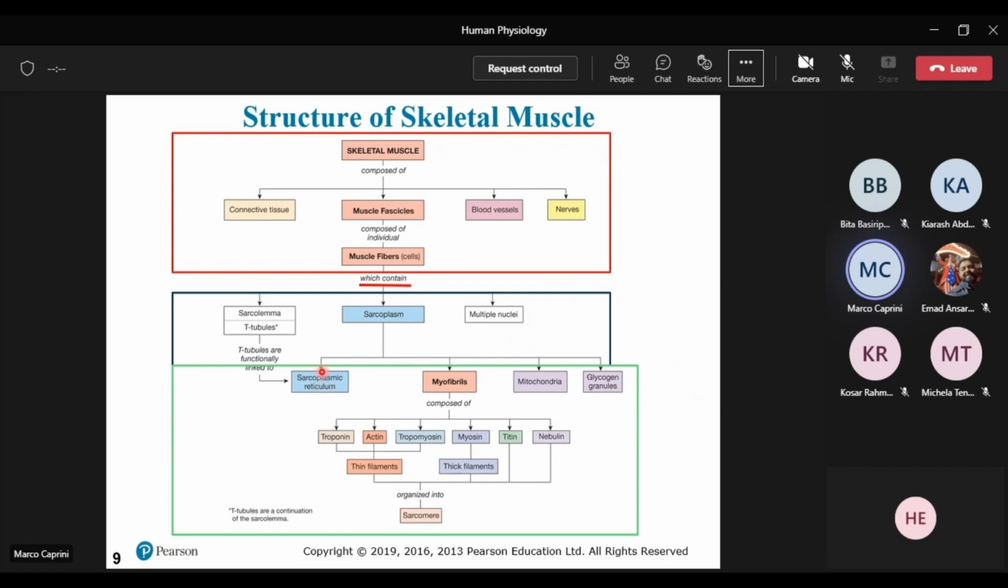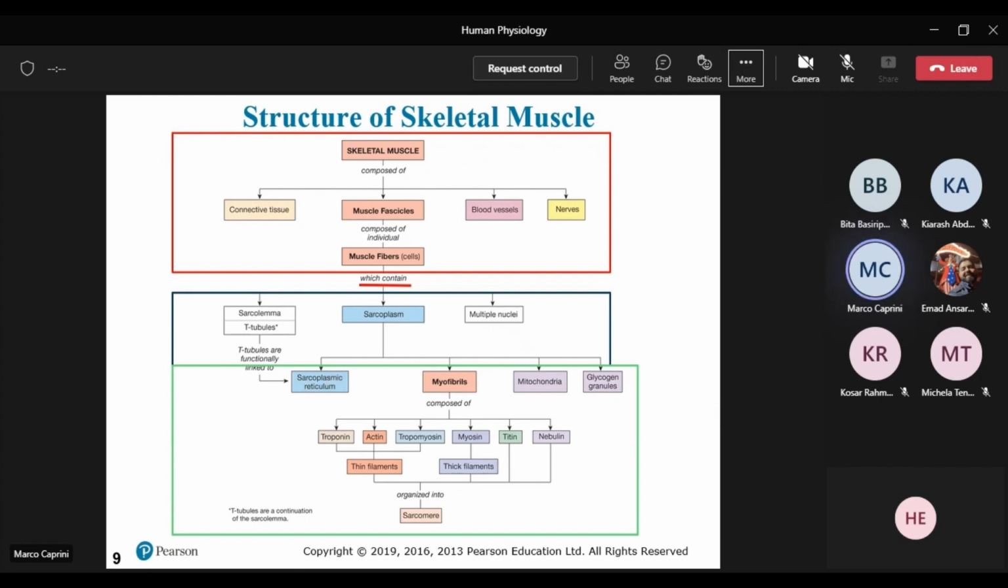Then we can see also the T-tubules here already, longitudinal tubes with enlarged ends called cisternae. We will see a figure soon. The T-tubules are functionally linked to the sarcoplasmic reticulum. And we already know that the function of the sarcoplasmic reticulum, and we can say the same for the cisternae, is to concentrate and sequester the calcium ions.